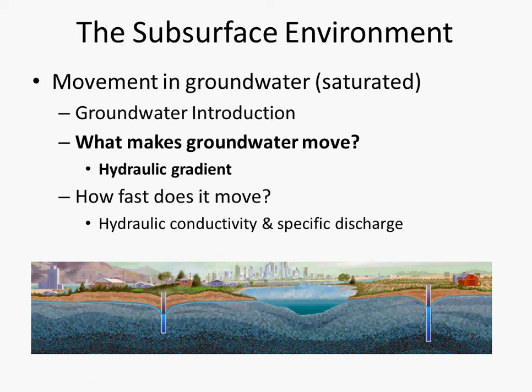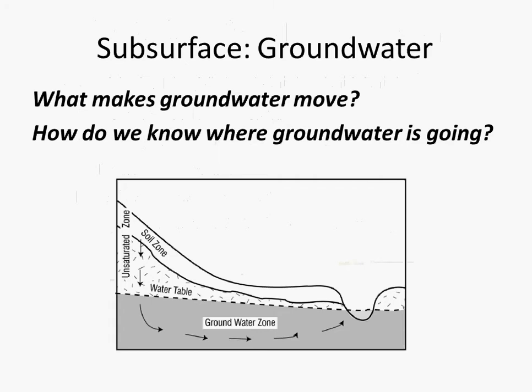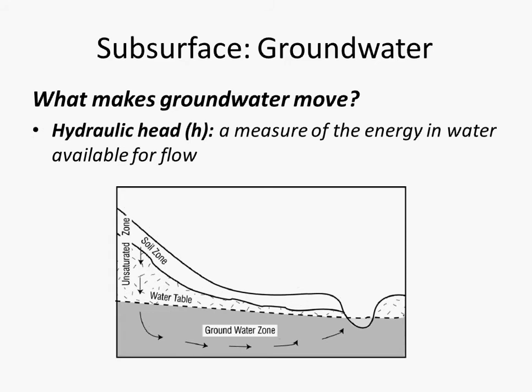Okay, so in this video we're going to talk about what makes groundwater move. And actually we're going to talk about two different questions. First, what makes groundwater move, and then how do we know where it's going? As far as what makes it move, it's hydraulic head. So hydraulic head is a measure of the energy in water that is available for flow. And it's abbreviated with this small h here.